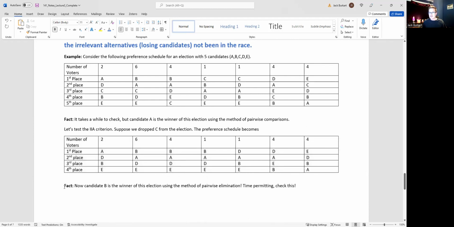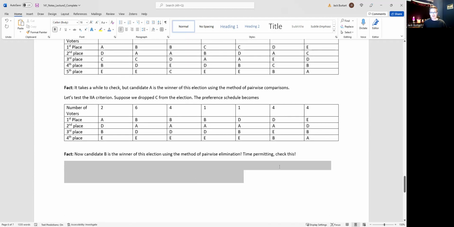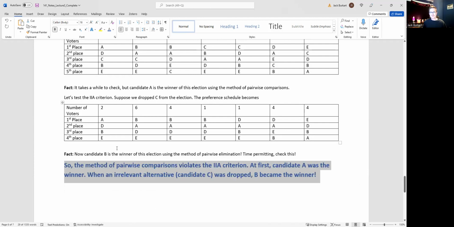It's a fact that you can check, maybe you can pause the video, that candidate B is the winner of this election using the method of pairwise comparisons. So what's our takeaway right here? Our takeaway is that the method of pairwise comparisons violates the IIA criterion. At first, candidate A was the winner, but when an irrelevant alternative, candidate C, was dropped, B became the winner.